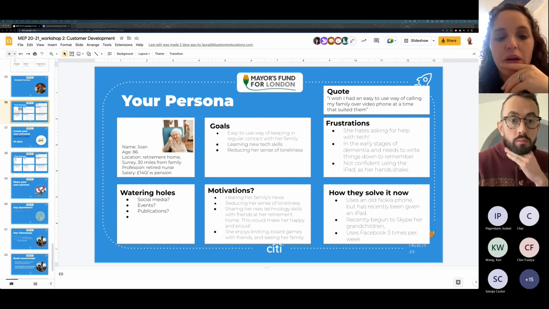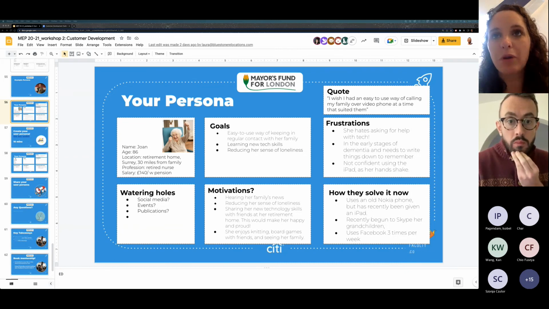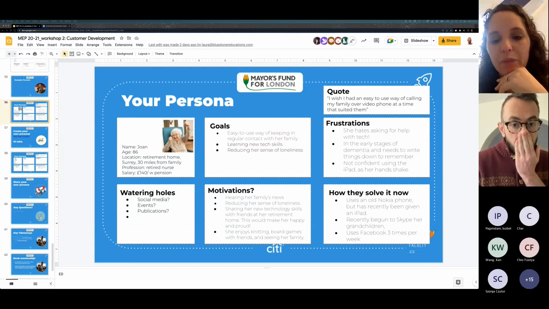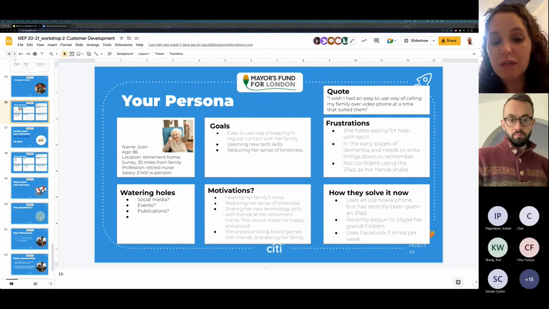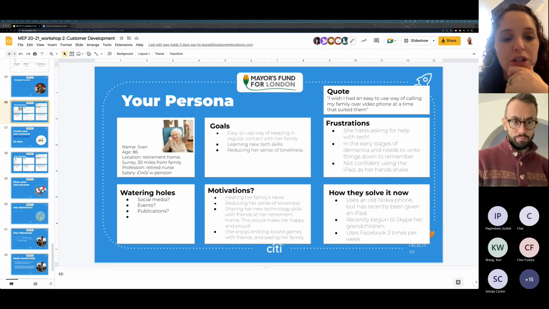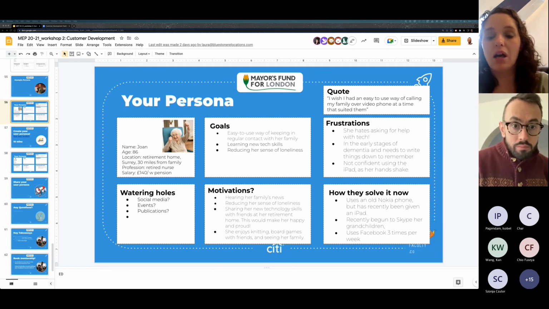Motivations: what is their motivation for wanting to solve this problem? And are they big motivations as well? Mark mentioned earlier about the size of the problem on a scale of 1 to 10. It might still be a problem for a lot of people, but if the problem is rated at a 2 or a 3, then it's not really big enough of a problem. Whereas if Joan is really missing the fact that she's missed a few bits of family news, she wants to be able to hear her family's voices, all those sorts of different things, motivations might be likely higher, and of course how they solve it now.